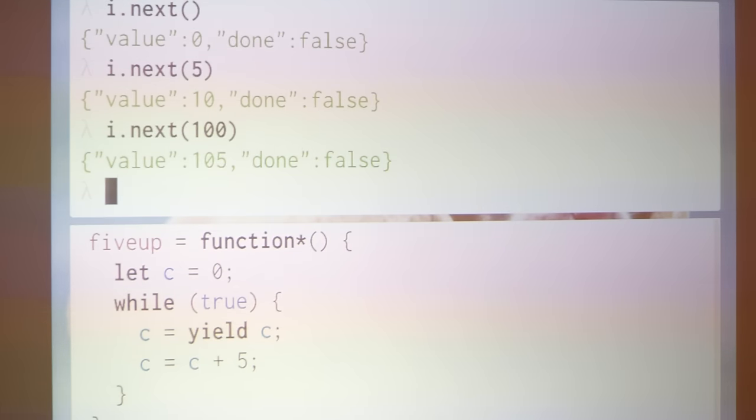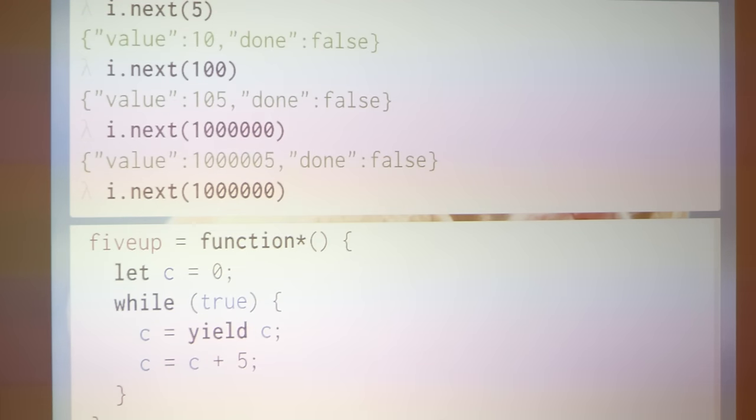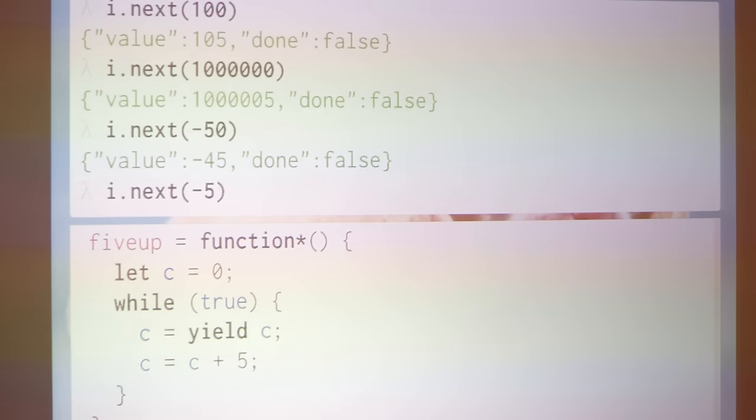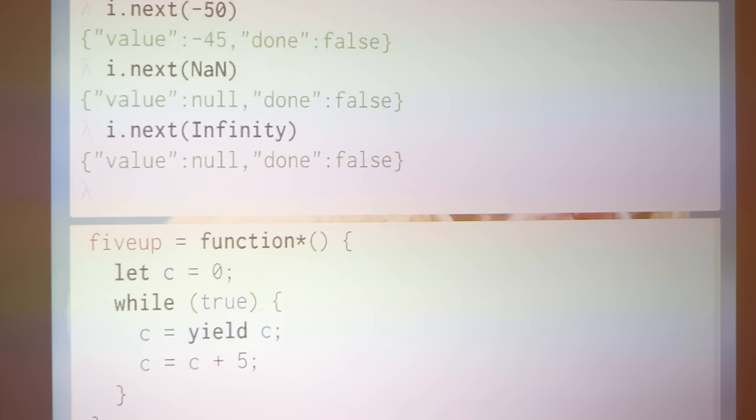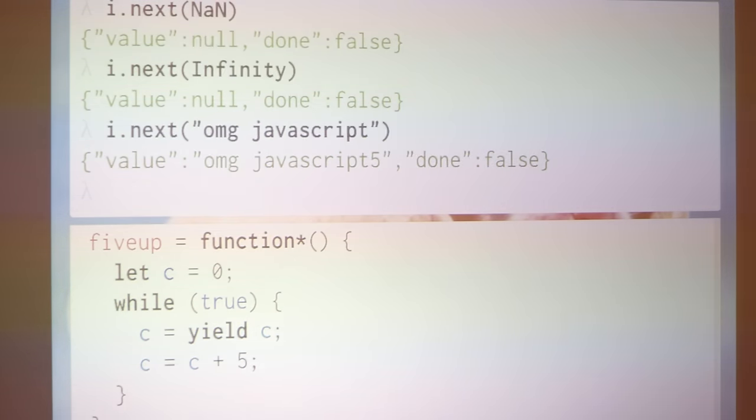And so I set c, add 5, loop. I can do a million. It's 1,000,005. I can do minus 50. It's minus 45. I can do not a number. That's null, that's not what I expected. JavaScript. I can do infinity. That's also null. That's interesting. I can do OMG JavaScript. Okay, that's OMG JavaScript 5. I saw that one coming, actually. It's a lovely language.